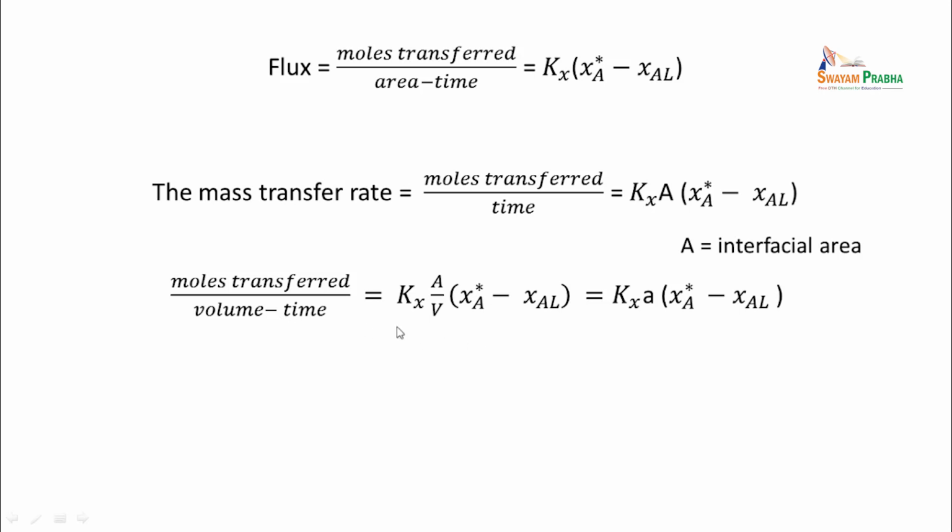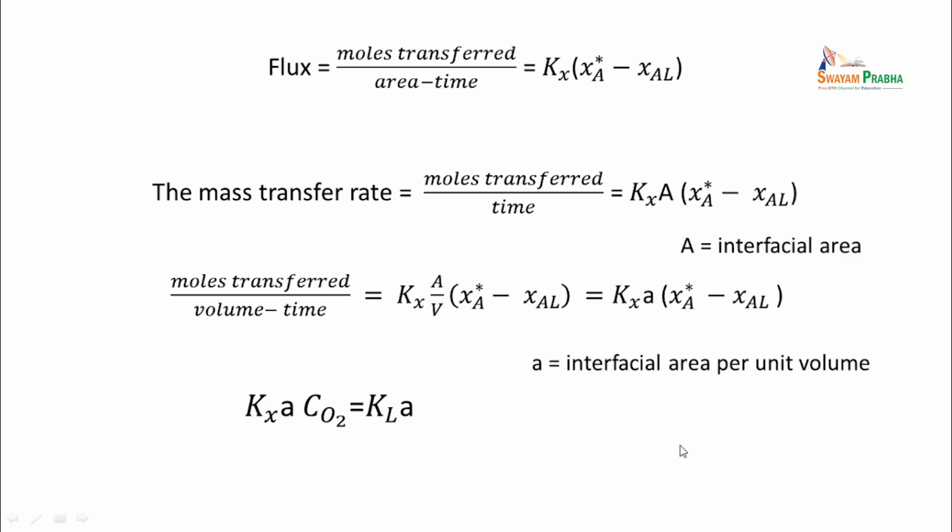Area, the interfacial areas are not so easily measurable. Per unit volume per time is Kx A by V Xa star minus Xal, and the total interfacial area per unit volume is given the symbol a, equals Kxa Xa star minus Xal. a is the interfacial area per unit volume, as we just saw. This Kxa times the concentration of oxygen is what is referred to as KLa. You would have come across this term KLa for the bioreactor. This is what it actually is in terms of the fundamental viewpoint.